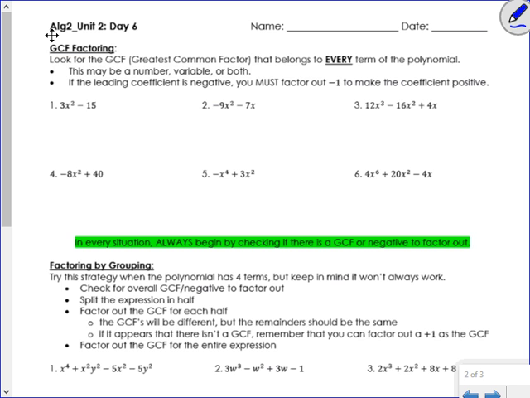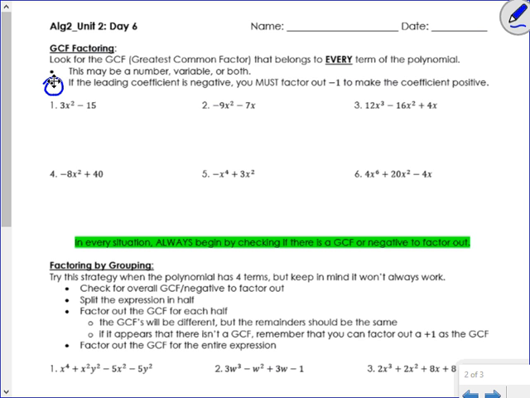If the leading coefficient is negative, this is a very important bullet right here. If the leading coefficient is negative, that negative would be considered the GCF. When you guys are factoring, you're never allowed to have a negative at the very front of your expression. So if you see a negative at the front, that needs to be part of your GCF that you're going to divide away. So be on the lookout for that.